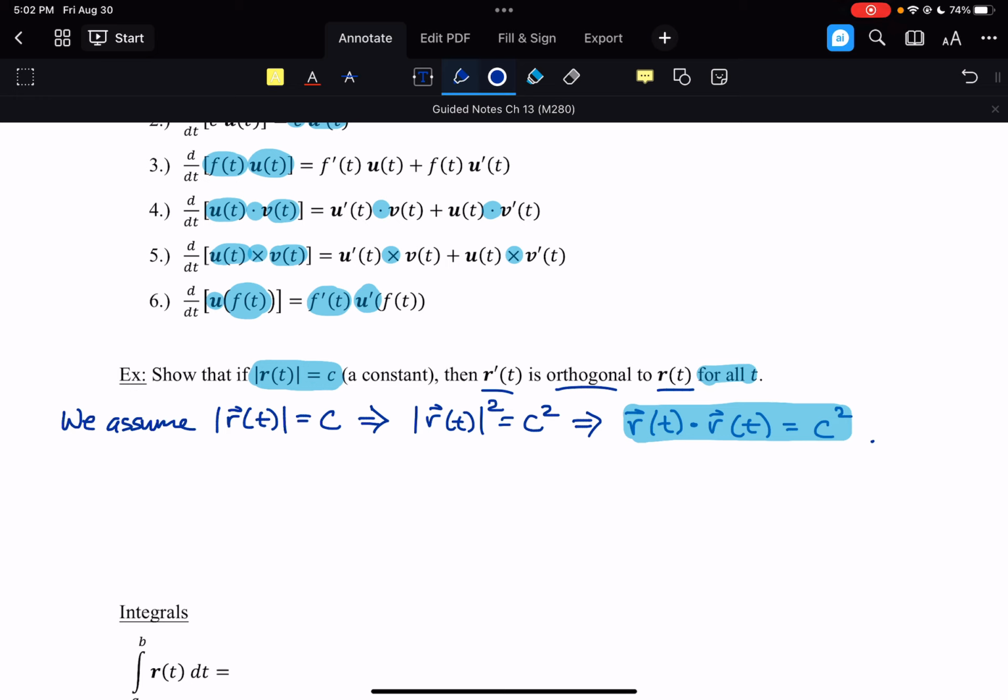So we're going to go ahead and differentiate both sides. And just as a note, I'm also going to switch sides because I want this one to be on the left. So I'm going to take the derivative of c squared. C is a constant, so its derivative will be 0. And then we have the derivative with respect to t of r of t dotted with r of t.